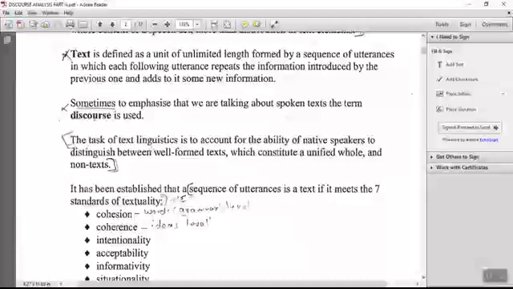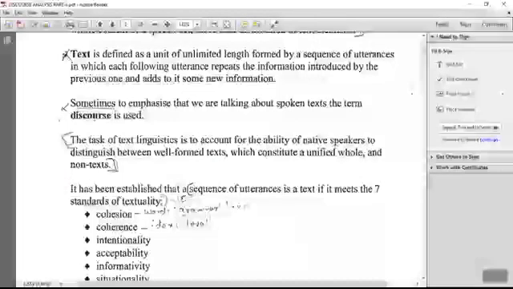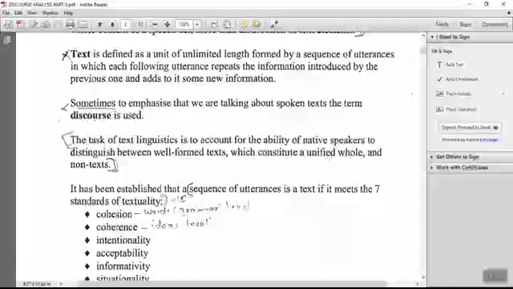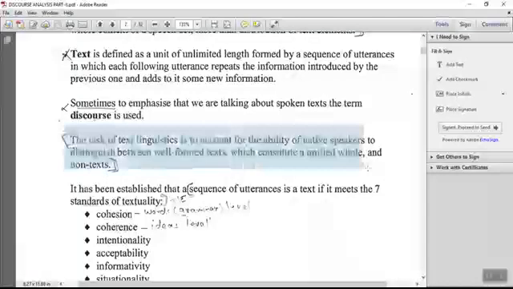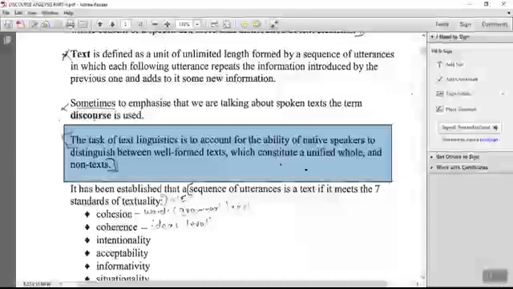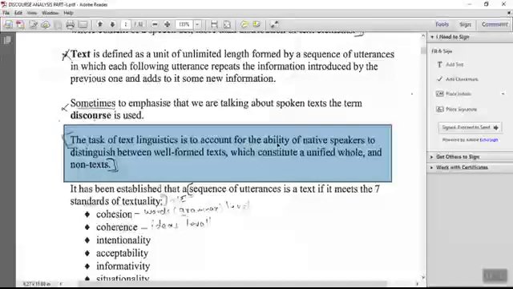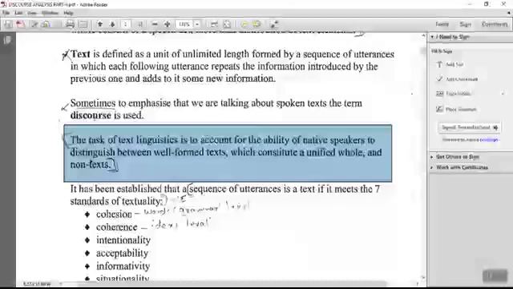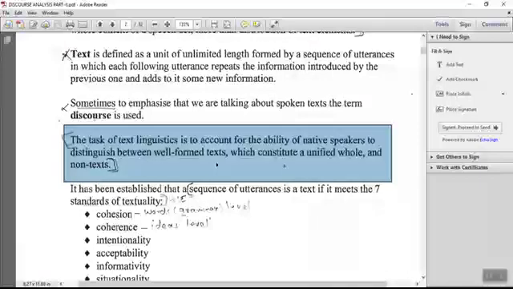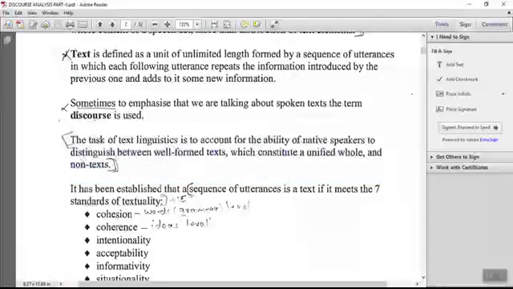Now here the task of text linguistics is to account for the ability of native speakers to distinguish between well-formed text, which constitutes a unified whole, and non-text. What is its aim? What does text linguistics do? What is its function? To account for the ability of native speakers of a language to distinguish between well-formed text and non-text.